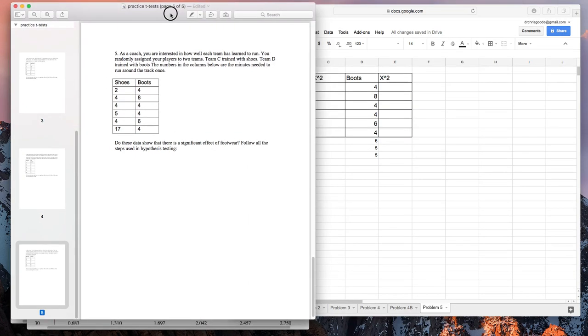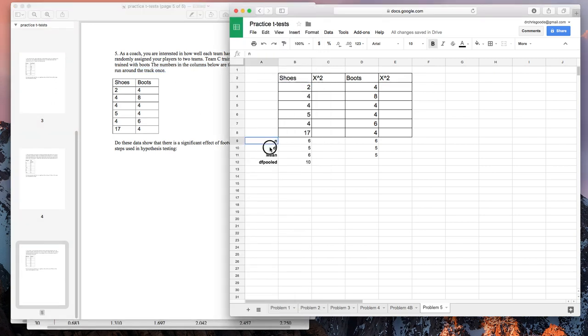The practice t-tests number 5. You're interested in how well each team has learned to run. You randomly assign your players to 2 teams. Team C trained with shoes. Team D trained with boots. I wonder who's going to win. Let's see. The numbers in the columns below are the minutes needed to run around the track one time. I have actually calculated means and degrees of freedom here for these, and there's a slight mean difference here. Let's see if it's significant or not.